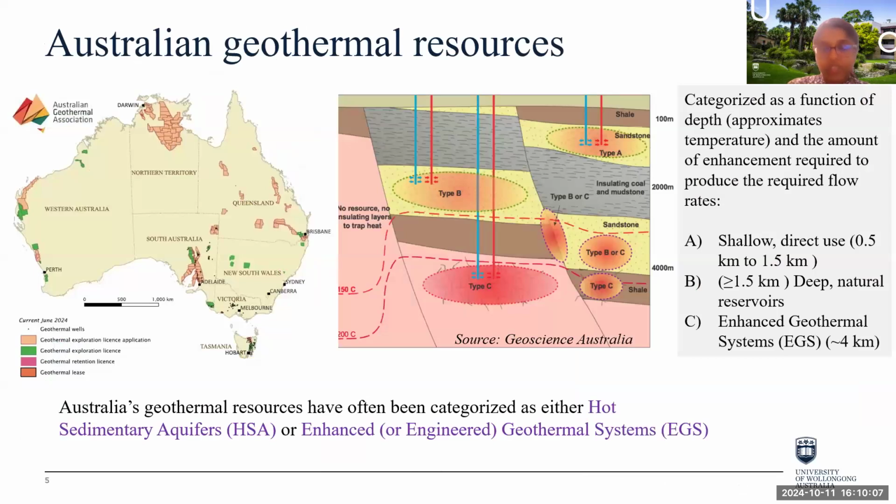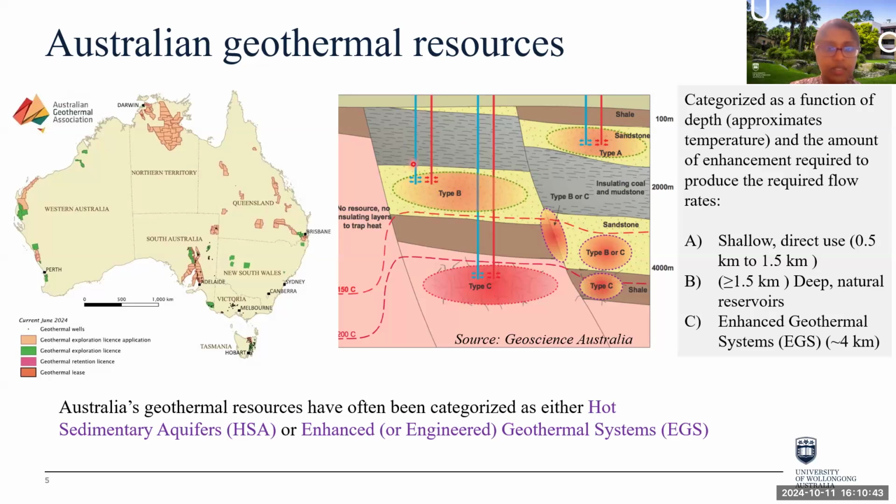As a researcher exploring geothermal geomechanics, this talk would be incomplete if I did not talk a bit about why this research area is important in the Australian context. In Australia, we can identify three geothermal resource categories, as you can see here, considering the depth, which is an indication of approximate temperature and the amount of enhancement required to produce flow rates.